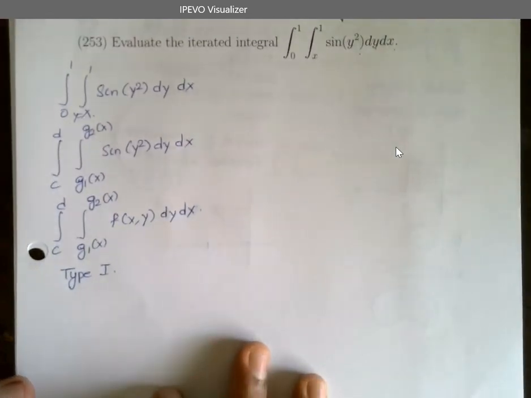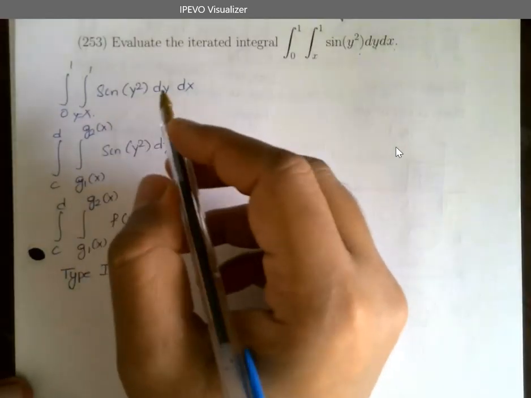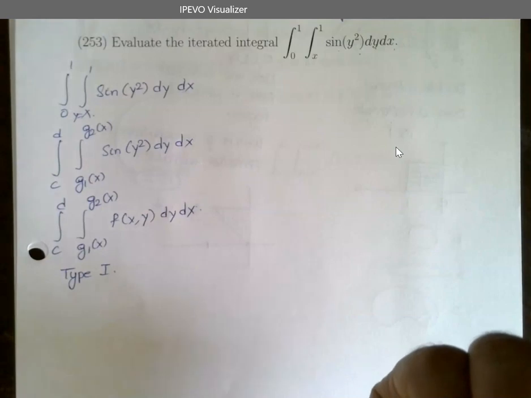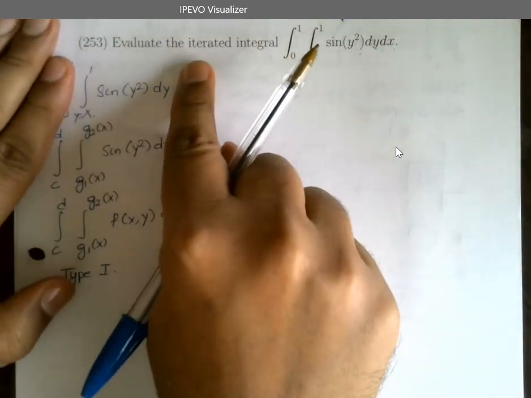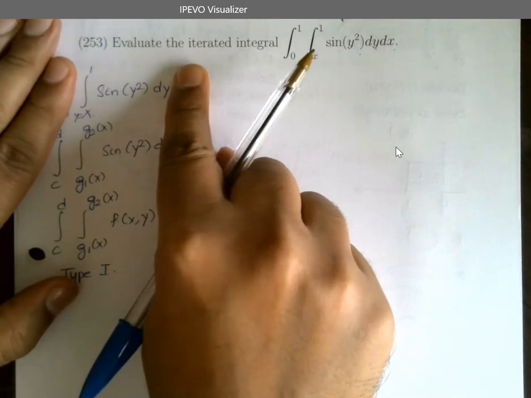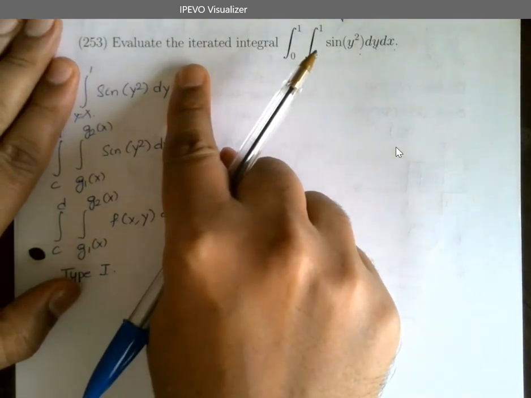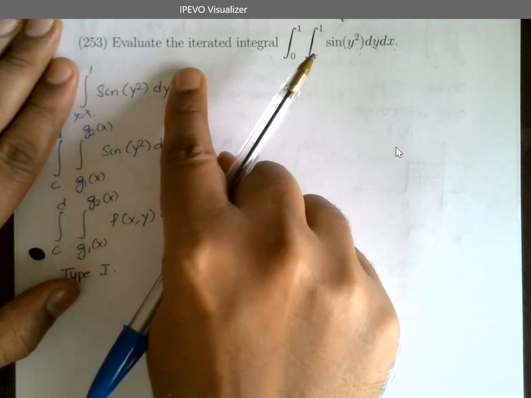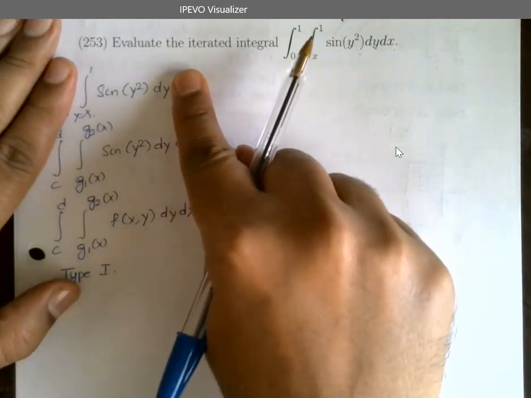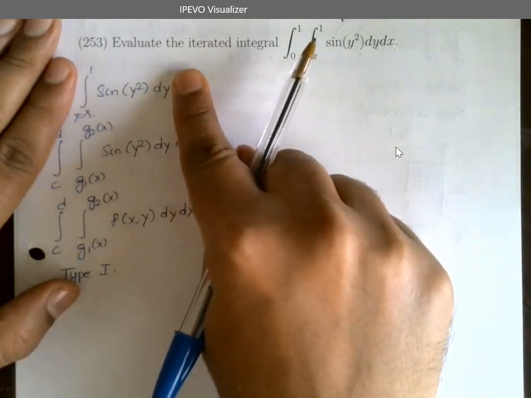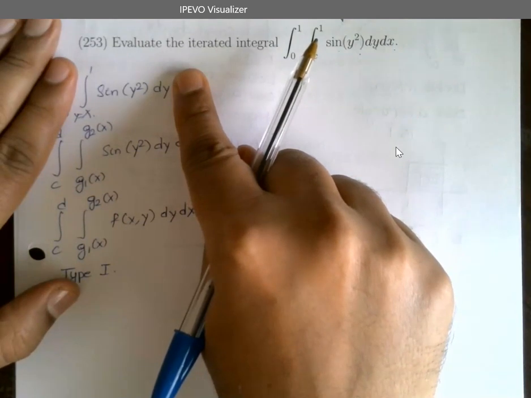Okay, and now let's go ahead and integrate. What is the integral of sine y squared? What are the techniques of integration that we are going to use? First we are going to integrate with respect to y, right? So you're going to treat the second integral as if it doesn't exist for now, and we're going to work on this one. So what are the techniques of integration that you know? Do you know any formula for integrating sine y squared?